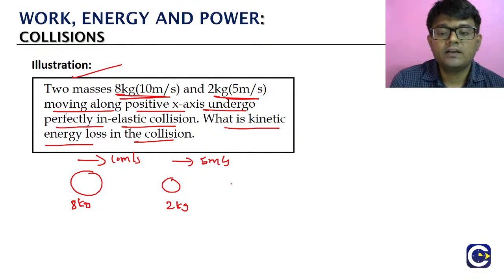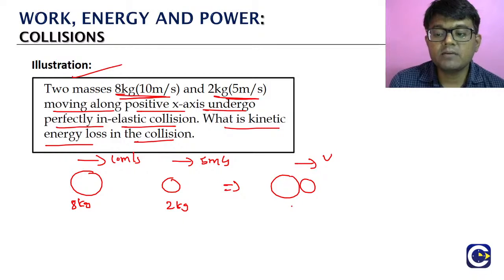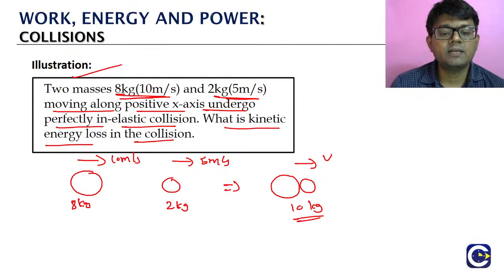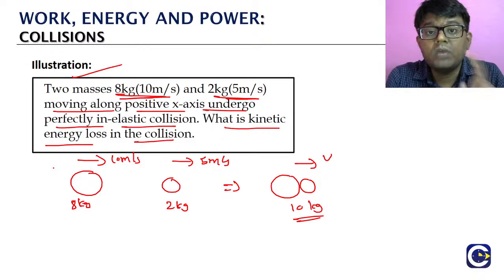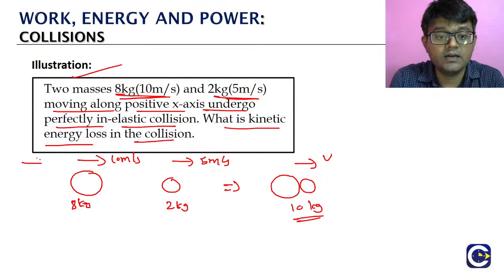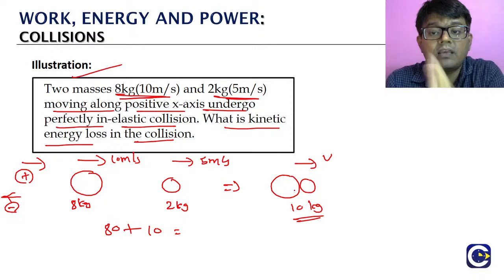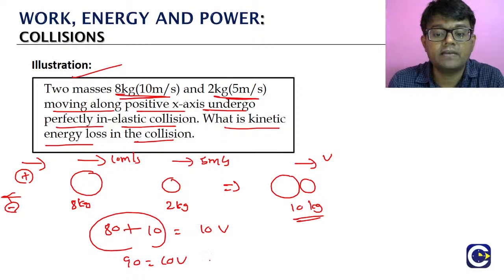First we need to find the common velocity. When they undergo perfectly inelastic collision, after the collision they will stick and move with a common velocity. Sticking and moving means the total mass is now 10 kg. When applying conservation of momentum, we have to take care of the sign convention. Here we take right side positive, left side negative. The 8 kg is moving to the right, so momentum is 8 into 10, 80, plus 2 into 5, which is 10, equal to 10 into v. So 90 is equal to 10v, which means v is equal to 9 meter per second.